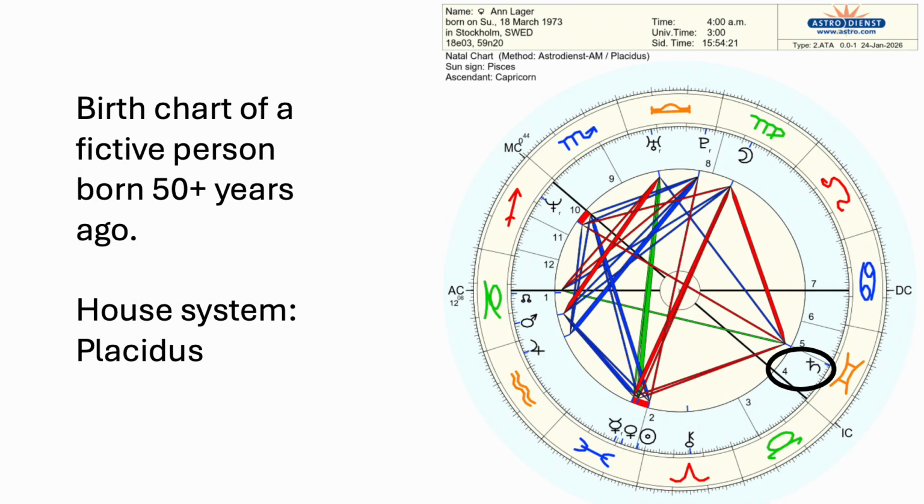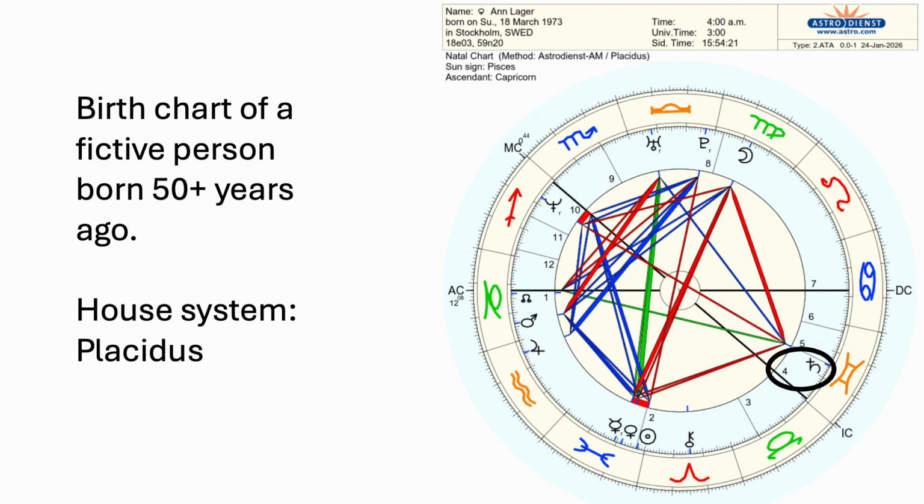Here is an example of a birth chart of a fictive person, Ann Lager, born some 50 plus years ago in Stockholm, Sweden, a few days before the spring equinox. In this birth chart, the house system Placidus has been used. In this example, we will look at the planet Saturn, the planet of restrictions and limitations. The symbol of Saturn can be found in the 4th house. You can see it in the small black circle in the picture.